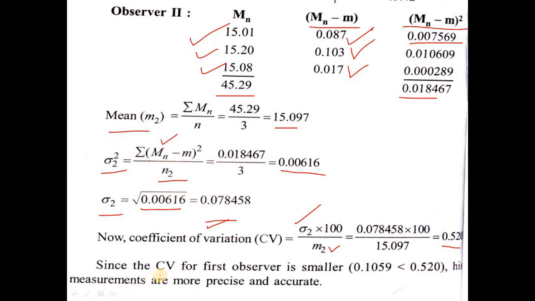So here the coefficient of variation for the first observer is smaller. The first observer's coefficient of variation is 0.1059 and the second's is 0.520. So his measurements are more precise and accurate. So observer first is more precise and accurate as compared to observer second, which is determined by using the coefficient of variation.